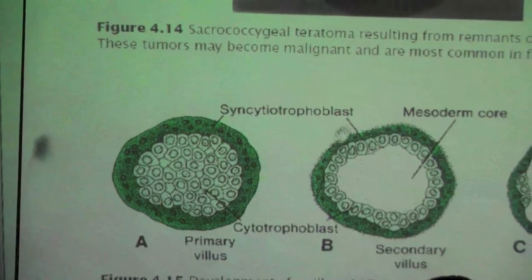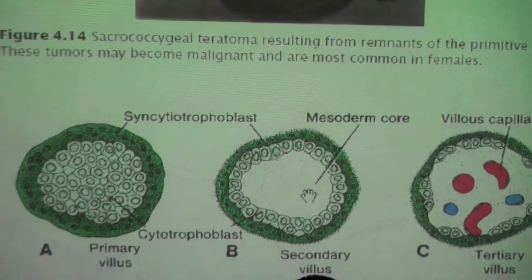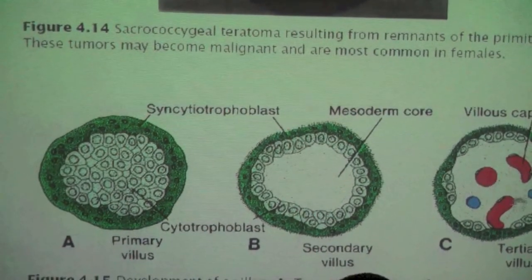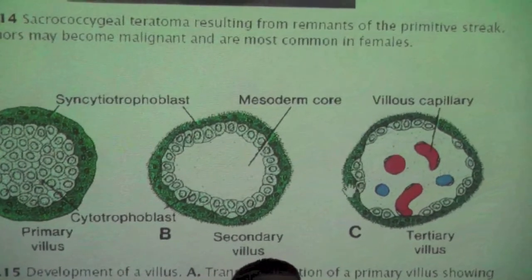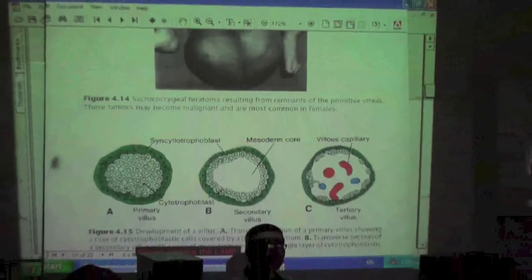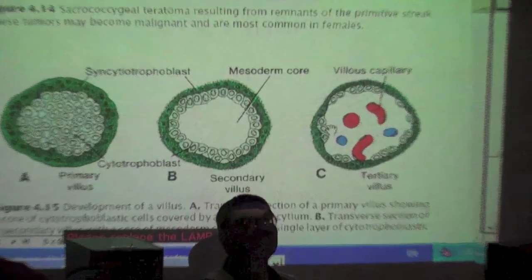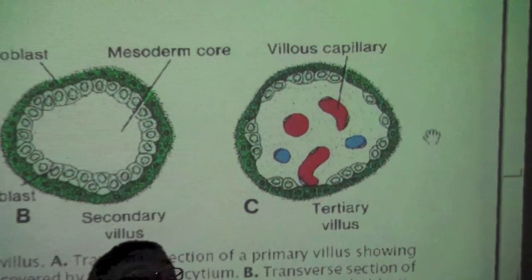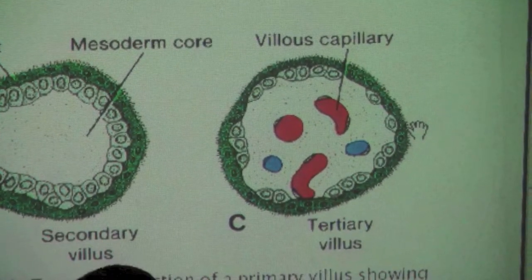What is present in secondary villi? Syncytial trophoblast outside, then cytotrophoblast, and then the extraembryonic mesoderm somatic layer. And then this somatic layer will differentiate into blood vessels. So when blood vessels form, now it is tertiary villi. Now remember, all these structures, cytotrophoblast, syncytial trophoblast and this mesoderm, these three structures together, they are called the chorionic membrane. Therefore, these villi are also called chorionic villi.